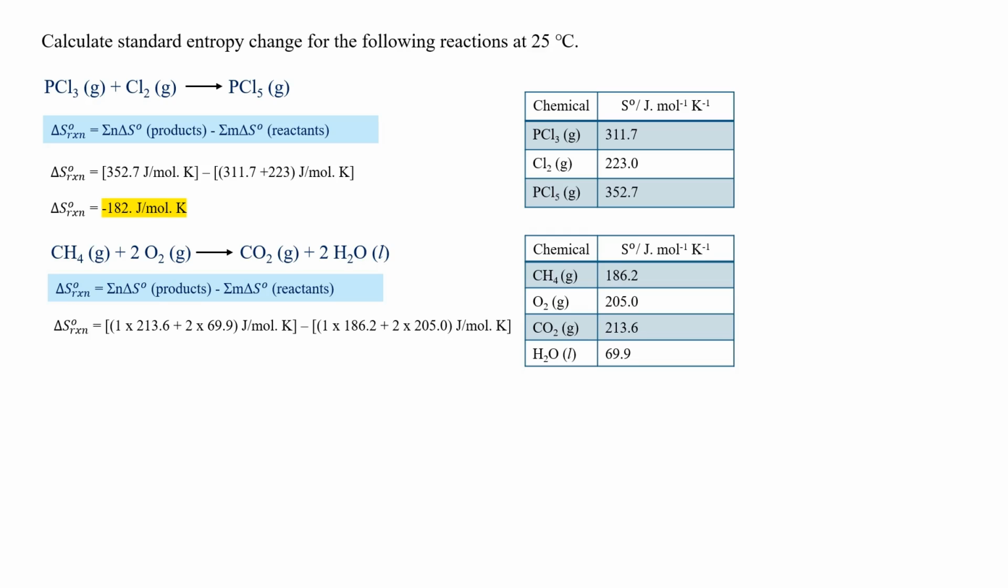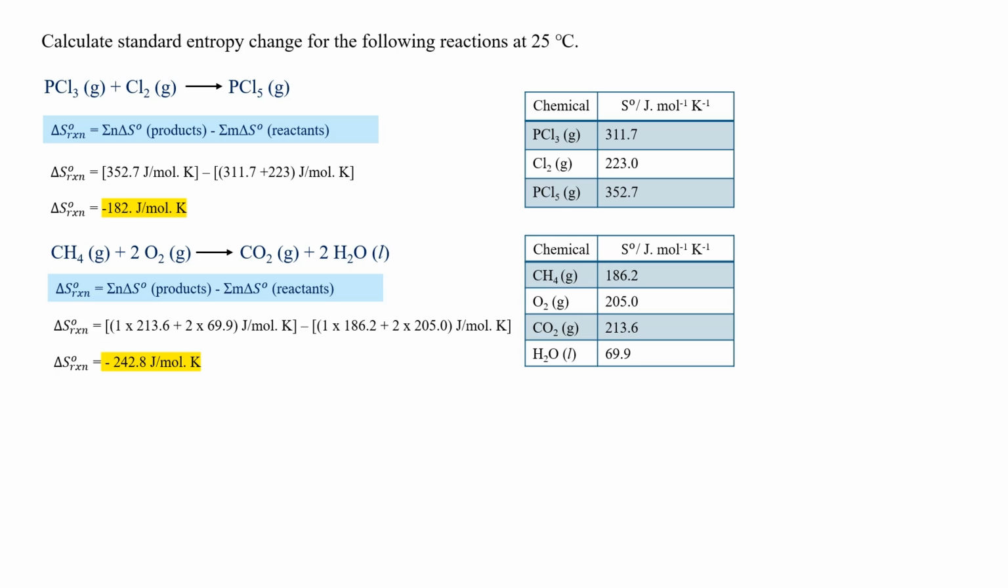First, the product side: carbon dioxide 213.6, only one carbon dioxide molecule, so 1 times 213.6, plus 2 molecules of H2O, so 2 times the H2O value, 69.9. Those are the products. Minus the reactants: 1 times the CH4 value, 186.2, plus 2 molecules of oxygen, 2 times 205.0. After solving this, the value is negative 242.8 joules per mole per Kelvin.